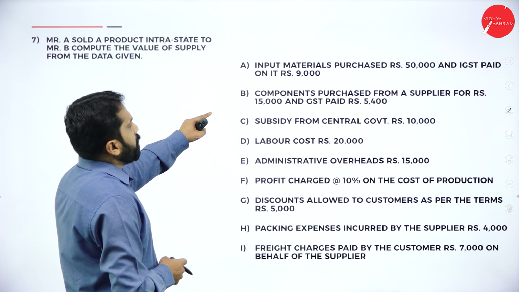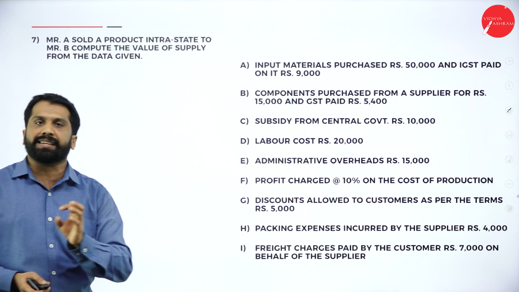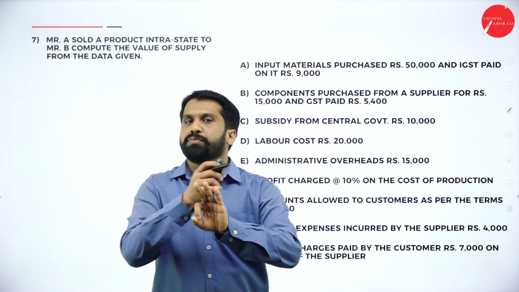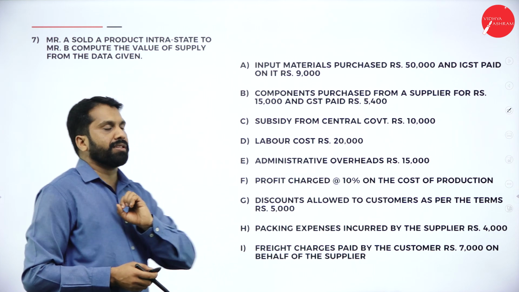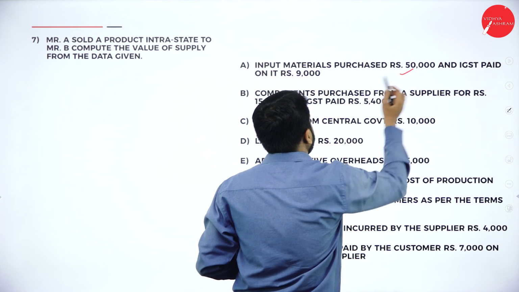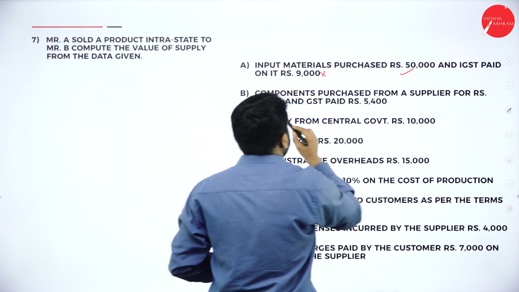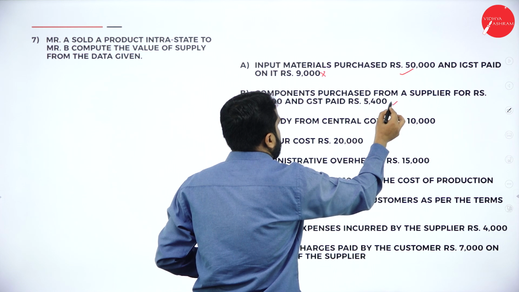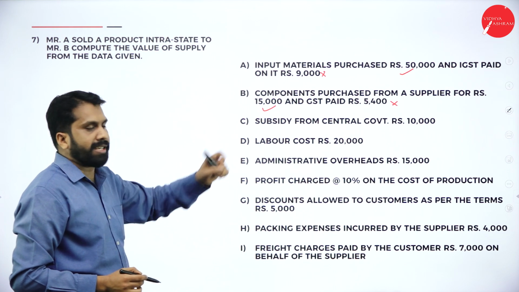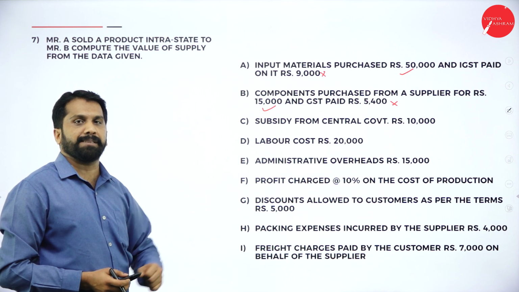Now, input material purchased and also the tax paid, like IGST, CGST and SGST. The taxes which you paid, we are not supposed to take. Input material purchased, take 50,000, don't take 9,000. Components purchased from supplier, take 15,000, don't take 5,400. Why? Because these are the tax portions. Tax portions are not part of your taxable supply.